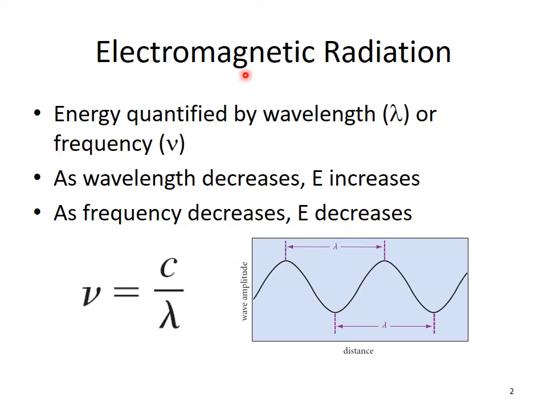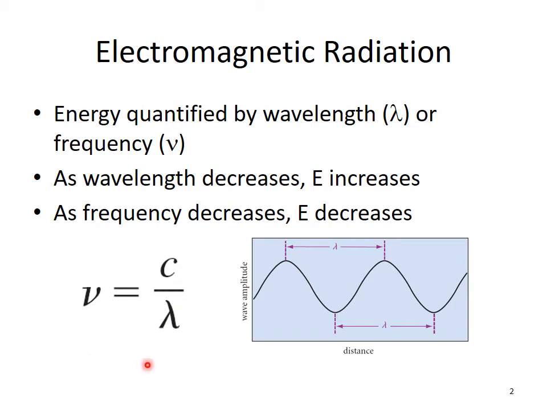The first thing we need to do is review light. Light is, of course, electromagnetic radiation. And it's basically a package of energy that is defined by the wavelength, or you can use the frequency. How are wavelength and frequency related? Frequency, nu, is equal to c, the speed of light, 3 times 10 to the 8 meters per second, over the wavelength in meters.